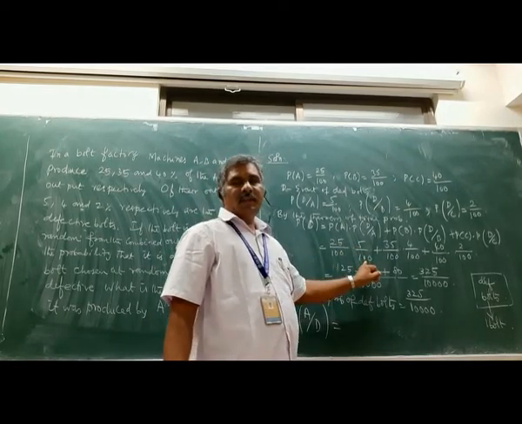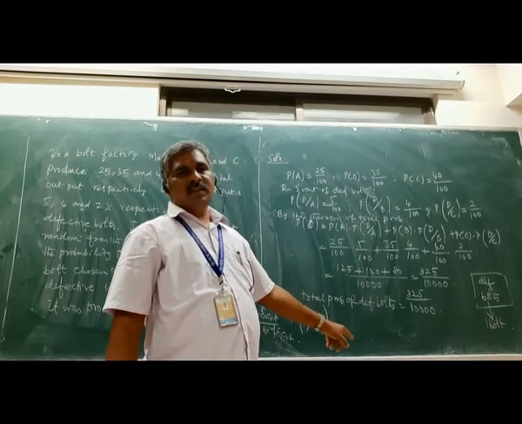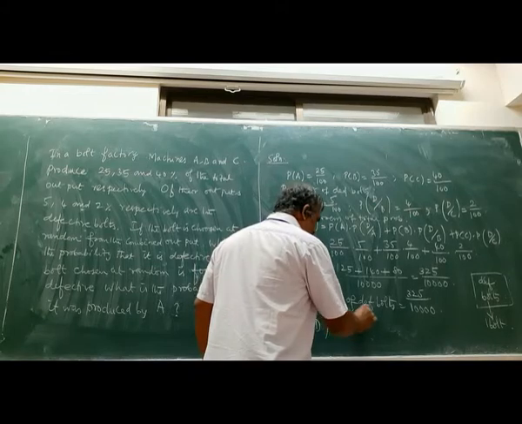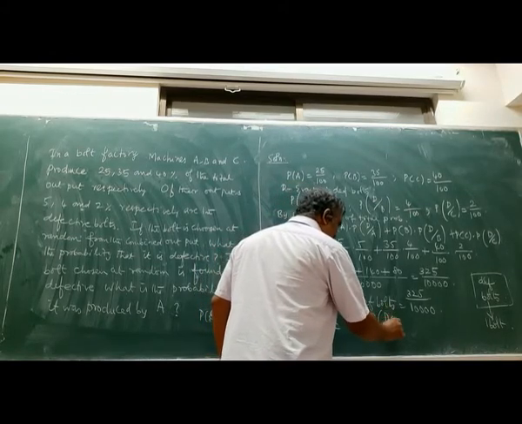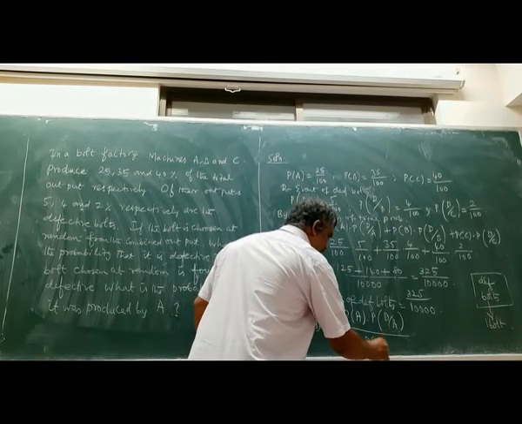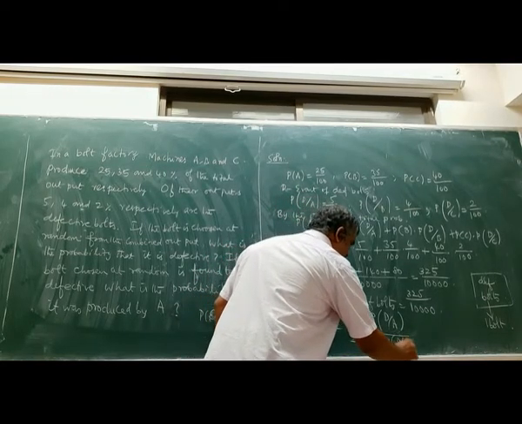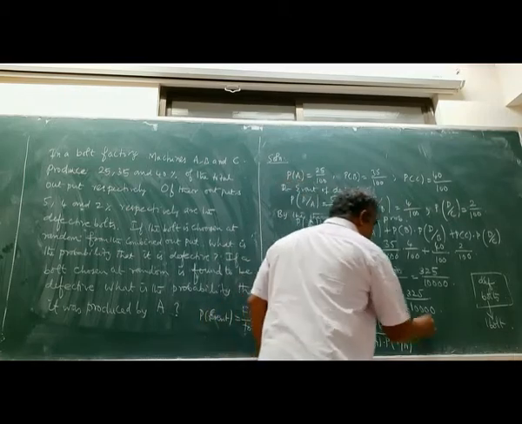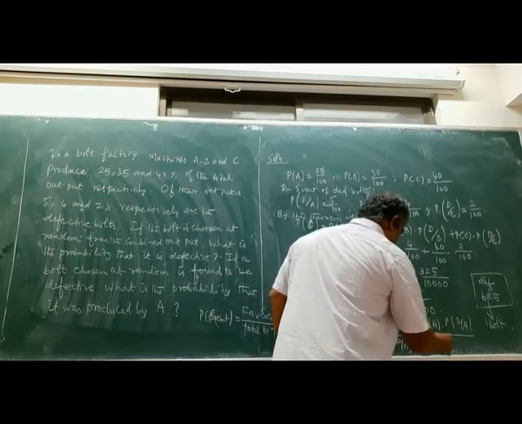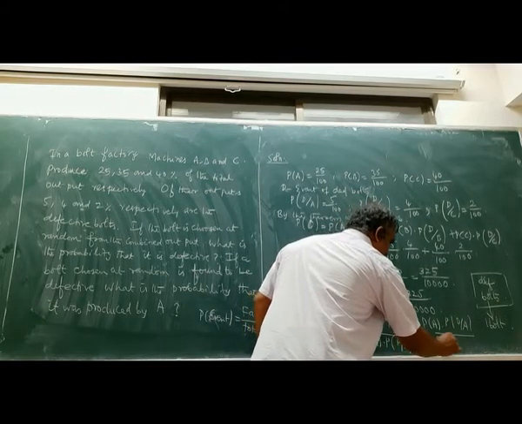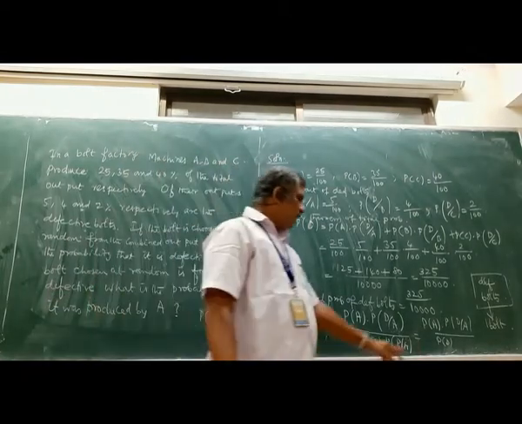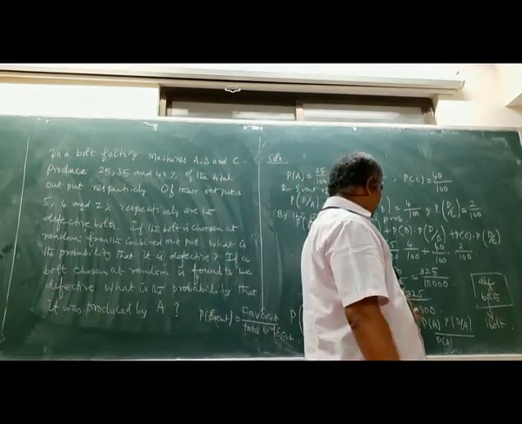Otherwise, you can write the Bayes theorem. What is the Bayes theorem here? Probability of A by D means probability of A into probability of D by A divided by summation of probability of A into probability of D by A. This also can be written as probability of A into probability of D by A divided by probability of D. So what is the probability of D here? 325 by 10,000.